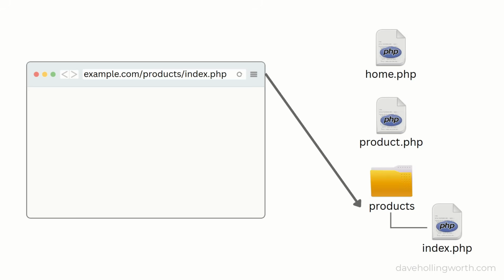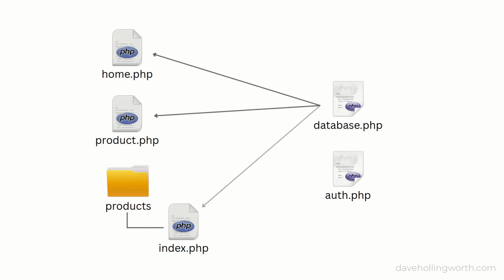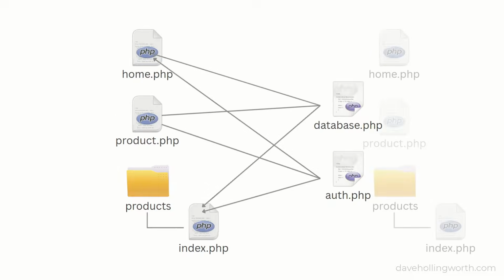The disadvantage of this is that it can get complicated when it comes to sharing code. For example, code that connects to the database, code that checks for authentication, and so on. All common code needs to be included in every file that needs it. This can lead to inconsistencies, repeated code, and code that's difficult to maintain.